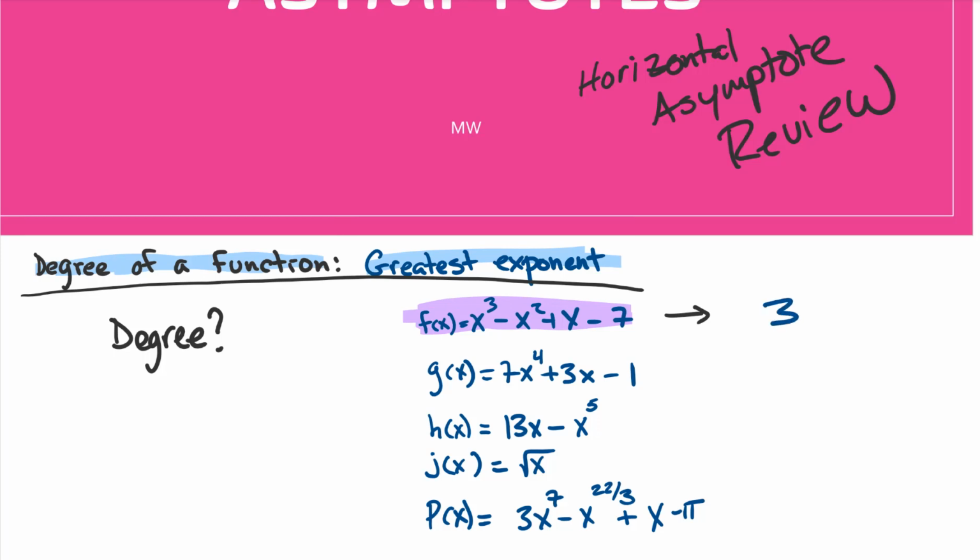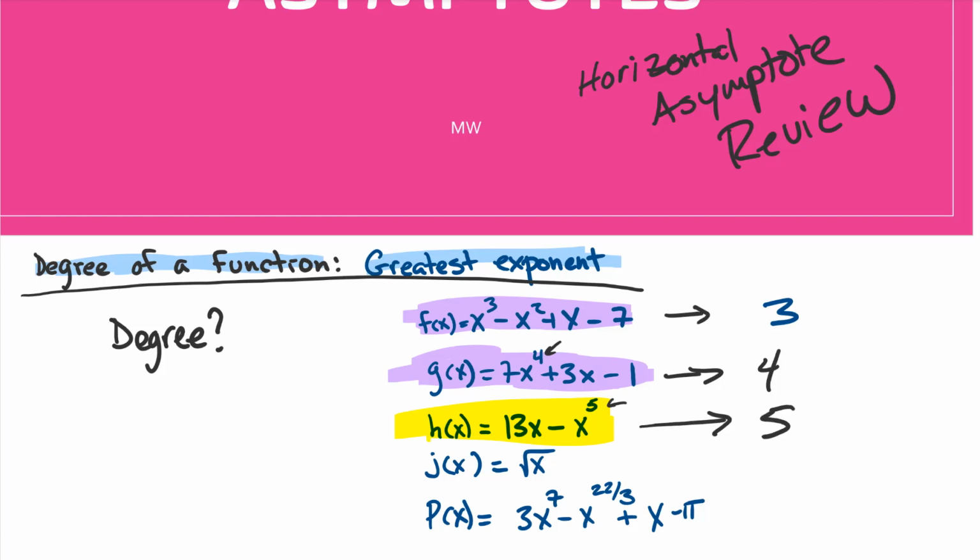Cool. Let's go to our next. What's the biggest exponent? That's 4. 4 is the biggest, so we write that down. There's its degree. Let's go to our next. We've got h of x, and we ask, what's the degree? What's the biggest exponent? Well, it's that 5 right there. So our degree is 5.